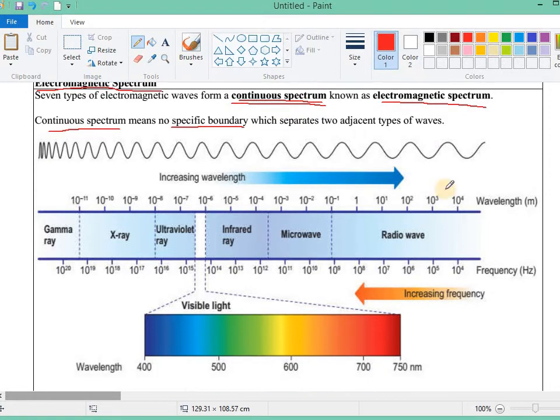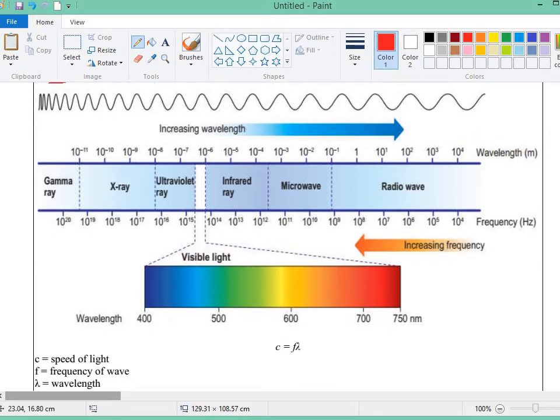Now, this is very important. You look at this diagram. This diagram is the electromagnetic spectrum. First you look at the wavelength. Here the wavelength is long, and then going over here, the wavelength becomes short. One side is long, one side is short.